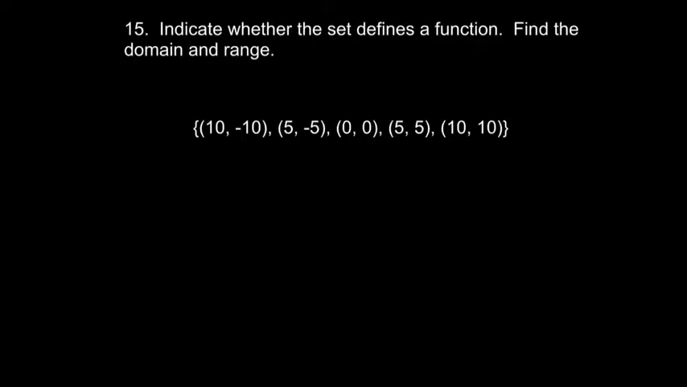In this example, we have to indicate whether the set defines a function and then find the domain and the range. Well, if we look, our domain elements are all of the x coordinates. So we would go through each one of these ordered pairs and find the x coordinates. My domain elements then are 10, 5, 0, and then the last 2 points would be 5 and 10, but I already have those listed, so I do not need to list them again.